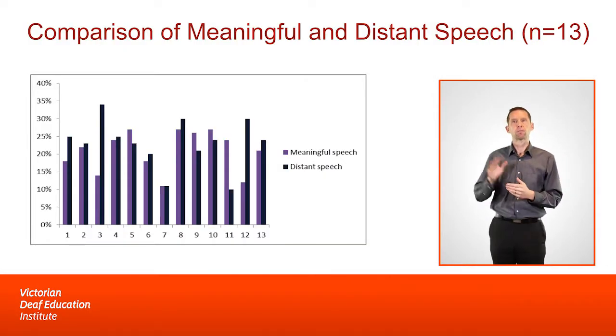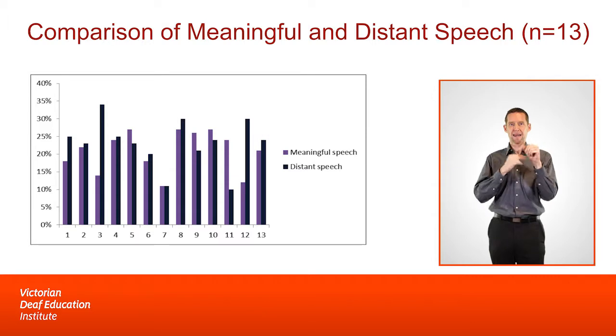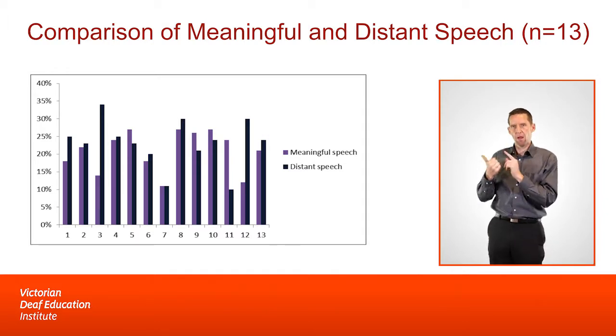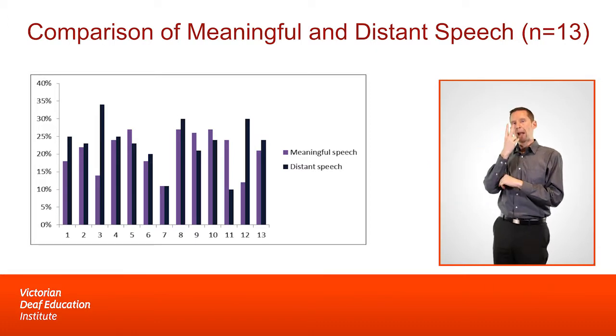Here's a comparison of meaningful and distant speech. And what we want to see is a lot of meaningful speech and not so much distant speech. And in fact, with most kiddies, we're seeing a lot of meaningful speech here. That's the light purple bars.